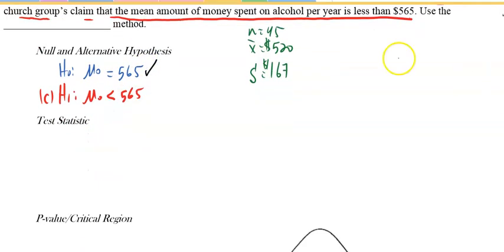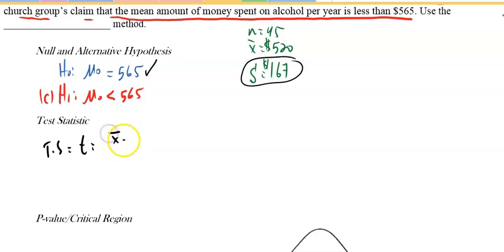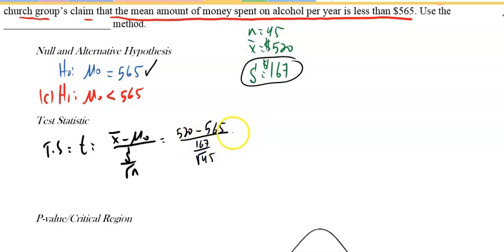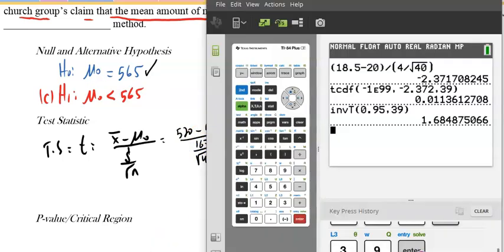The test statistic, since they didn't give us the population standard deviation, is going to be the t-distribution. And that's going to be x bar minus the mean divided by s over radical n. And that's going to be 520 minus 565 divided by 167 over square root of 45. And we know the drill. I'm going to throw that in my calculator.